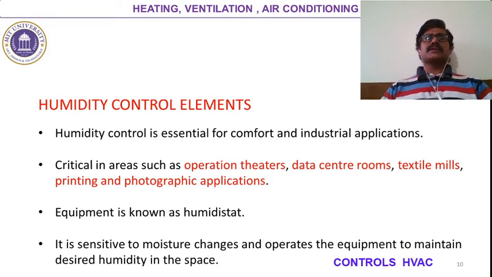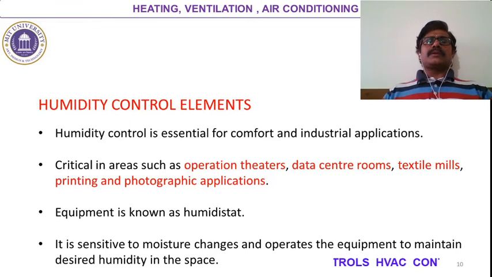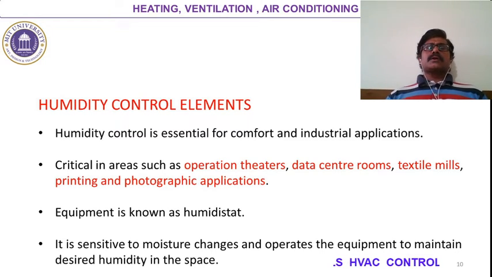So these are some of the important applications where the control of the humidity is of prime importance. Now the equipment which is used to control the humidity is known as the humidistat. Okay, it is known as humidistat. Now this humidistat is sensitive to the moisture changes. It means that the humidity changes, and it operates the equipment to take the necessary actions so that the desired humidity can always be maintained in the space as per the requirement, as per the need.